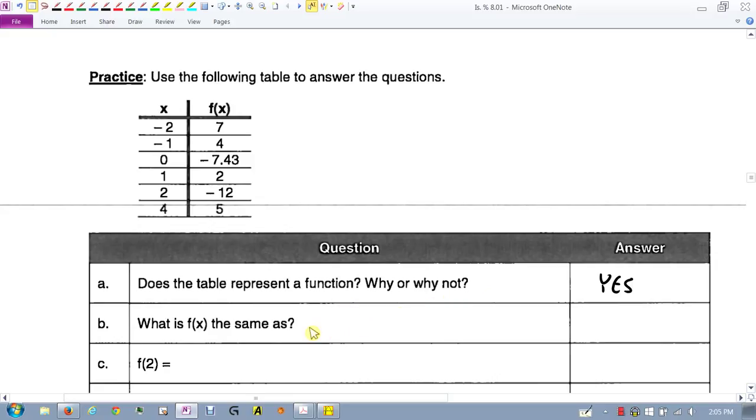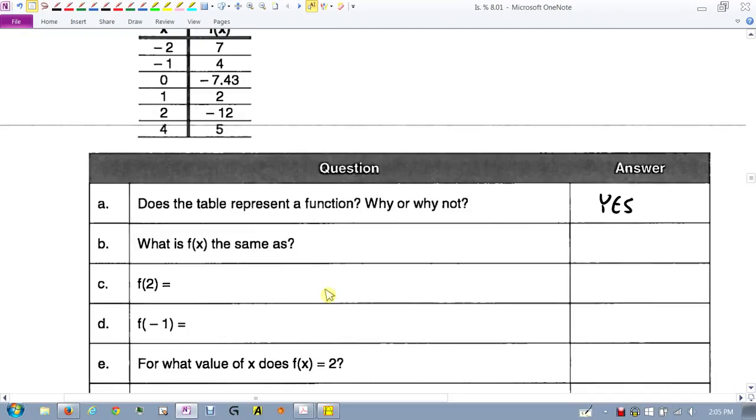What is f of x the same as? Y. That's the y coordinate of the point. What is f of 2? -12. So you go to 2, spits out -12, right? Input, output. So the output is -12. What is f of -1? So -1 spits out 4, so you get 4 here.